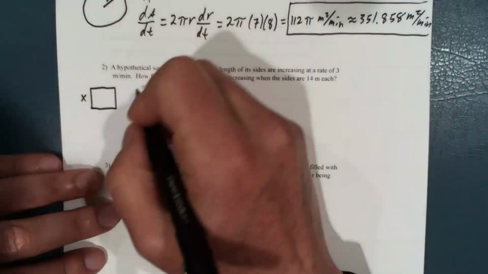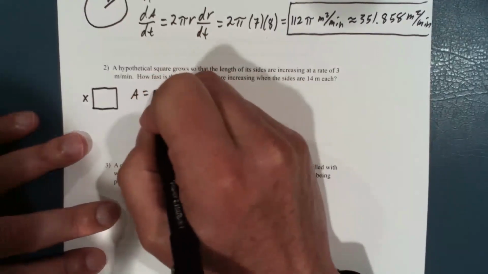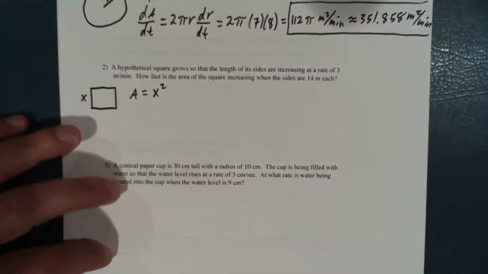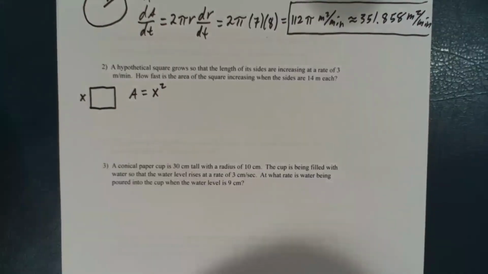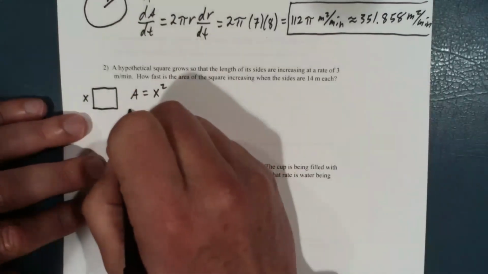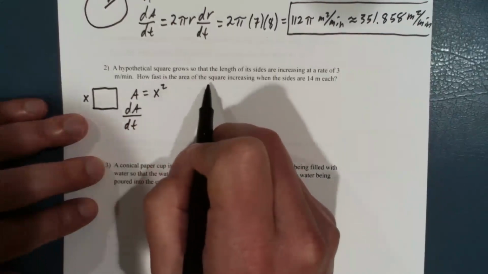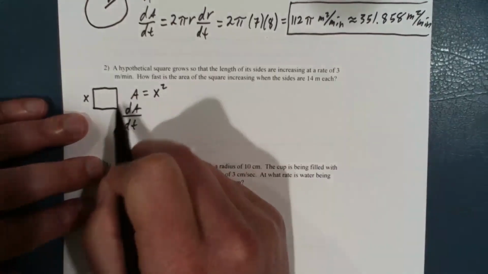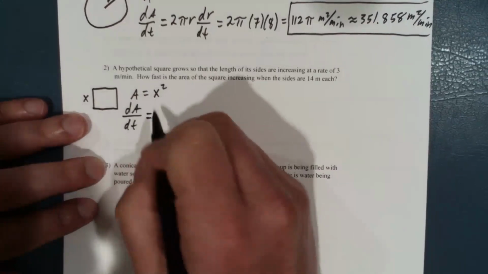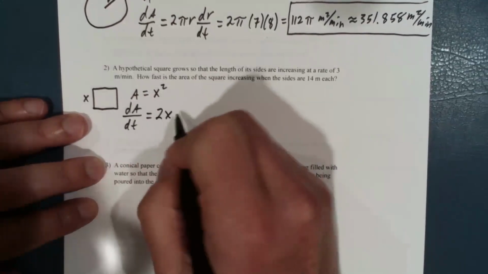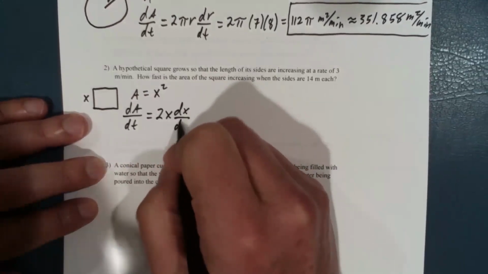And hopefully we know that the area of a square is literally x squared. That's where the word squared comes from. Now remember, both A and x are functions of t in this case, functions of time. So when I take the derivative, dA over dt, it says how fast is the area of the square increasing? So we're looking for dA dt in this case. This is going to be 2x and then dx dt.